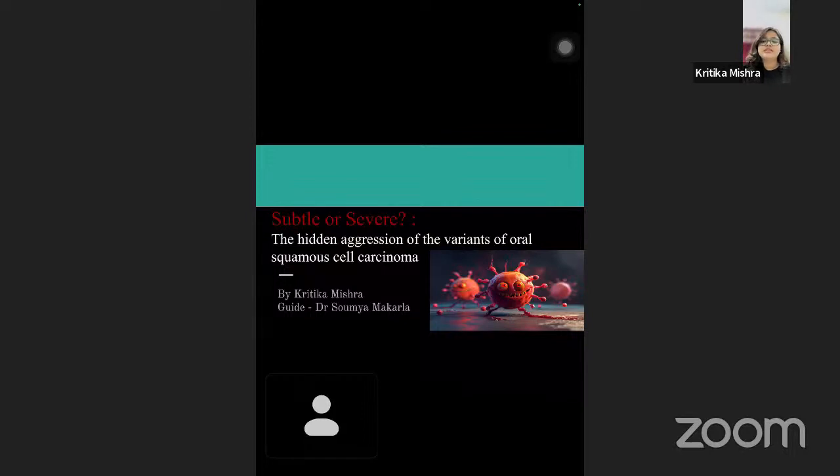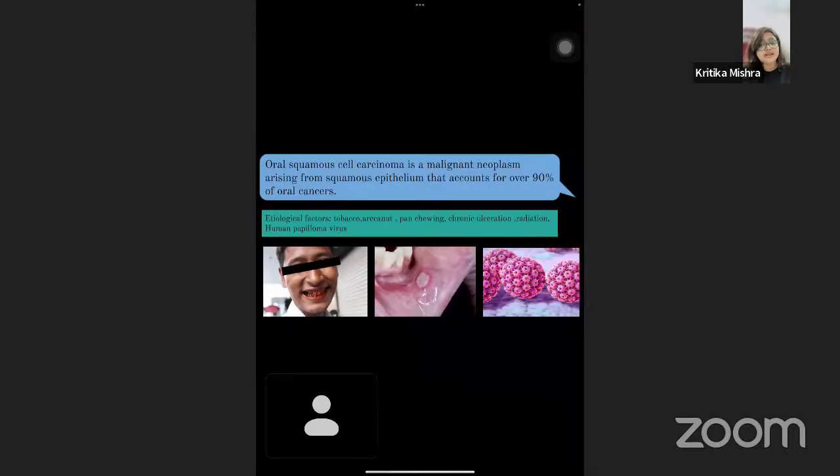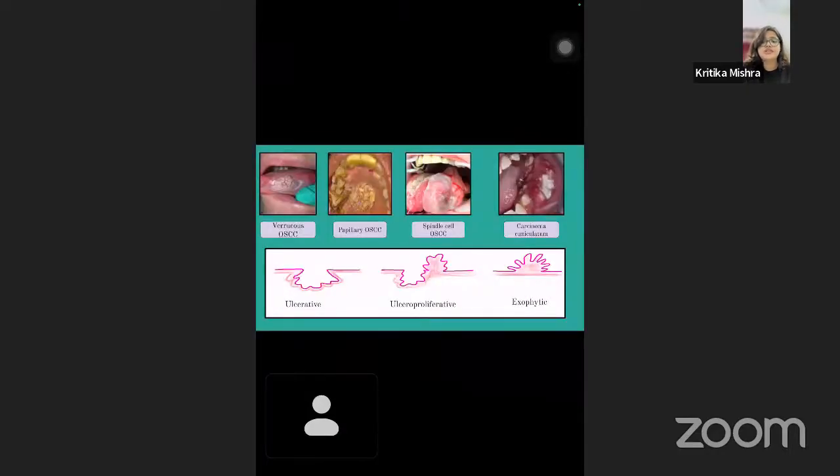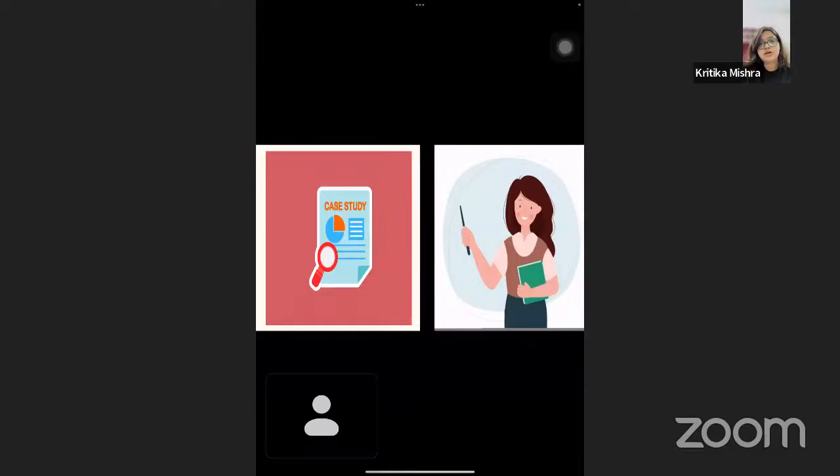As we all know, OSCC is a malignant lesion prevailing in India and South Asia, and majorly caused by tobacco chewing, areca nut chewing, chronic ulceration, radiation, and human papilloma virus. It presents clinically as ulcerative, ulceroproliferative, and exophytic lesions and has many variants like verrucous oral squamous cell carcinoma, etc. Some low-grade variants have good prognosis, whereas some high-grade variants have poor prognosis. Today, I would like to take this opportunity and present a case that we came across.